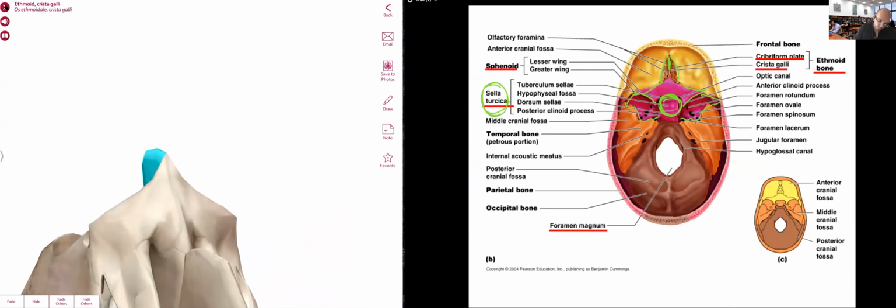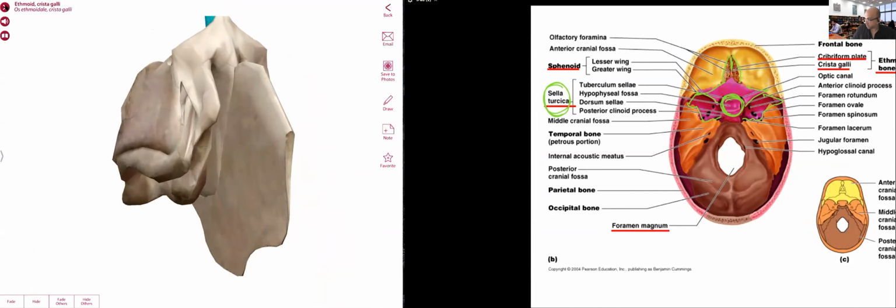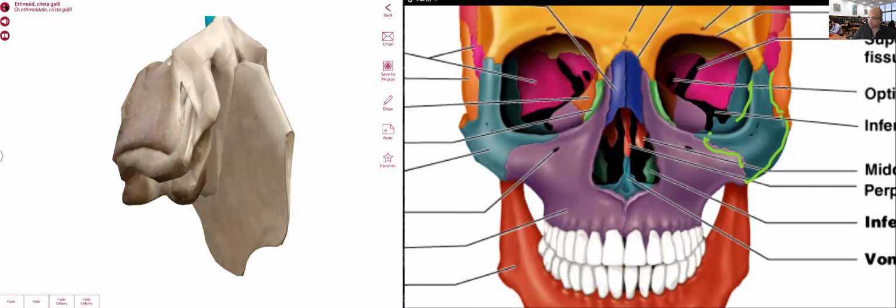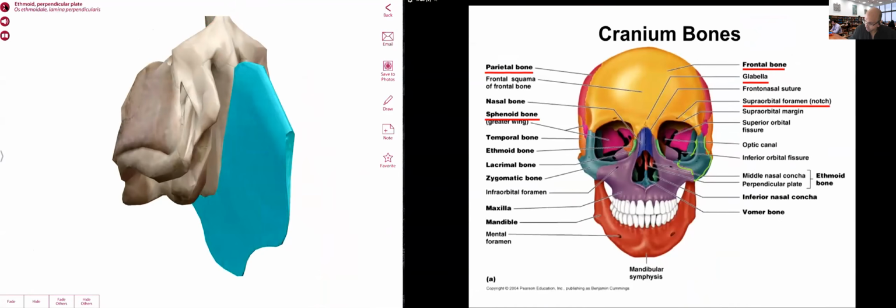Other parts of the ethmoid bone appear on the inside of my nasal cavity. I have here this part bending down inside the nasal cavity. This is called the perpendicular plate. It's going to share in the formation of the nasal septum that splits the nasal cavity into a right and a left space.